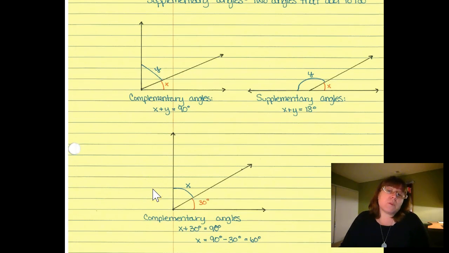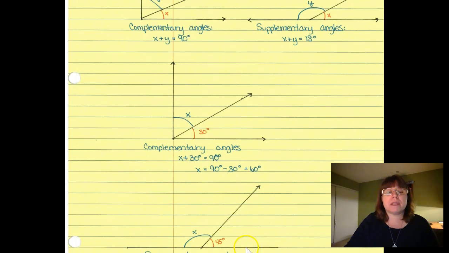How would I use this? Well, if I am given one angle, and I can see that this is a 90-degree angle, I know those two angles, the one that's given and the unknown, will add to 90. So x plus 30 will equal 90. Therefore, my angle that I'm not sure about is going to be 60. Why? Because 60 degrees plus 30 degrees equals 90 degrees.